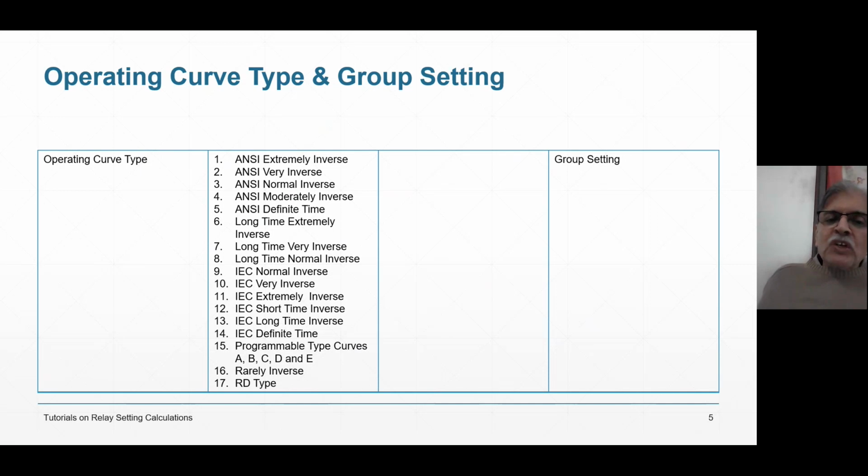But definite time has no TMS. Definite time means if the current exceeds the pickup value, it trips after a certain definite set time. That is the only thing. Long time extremely inverse means it takes a long time. So the normal inverse curve takes 3 seconds at PSM equal to 10, plug setting multiplier equal to 10, and TMS equal to 1. Long time inverse takes 30 seconds at PSM equal to 5. So long time inverse can be used as overload cum overcurrent, overload cum fault.